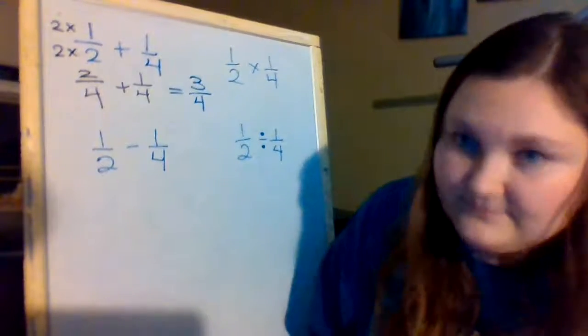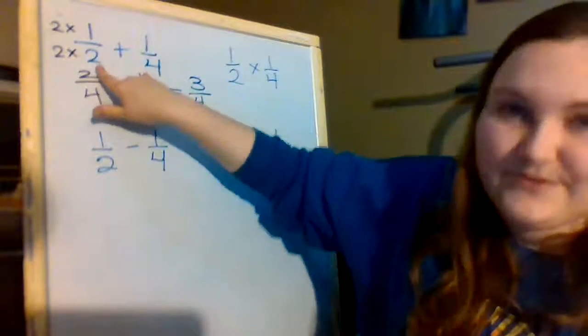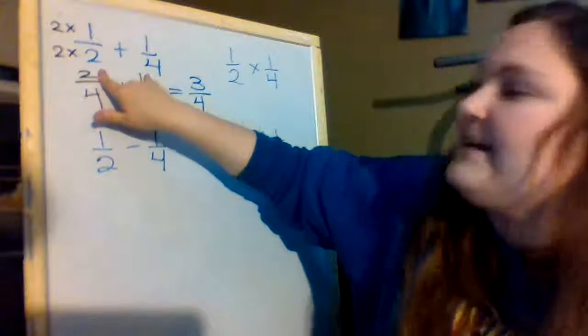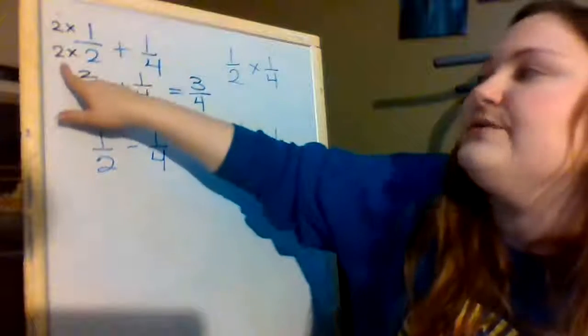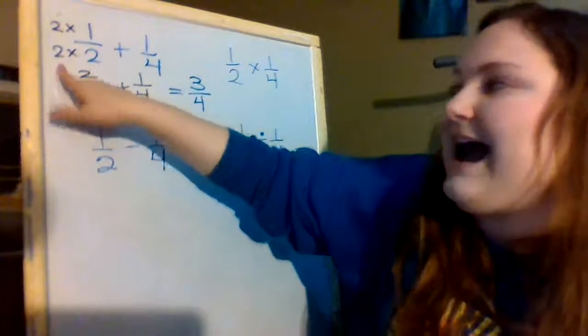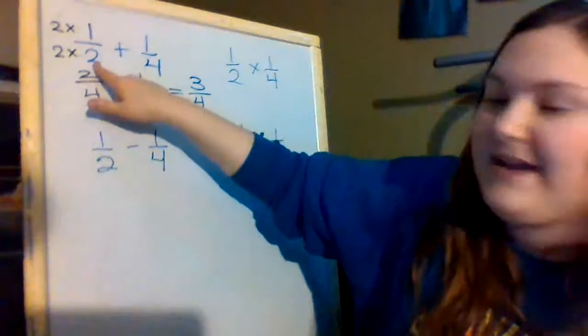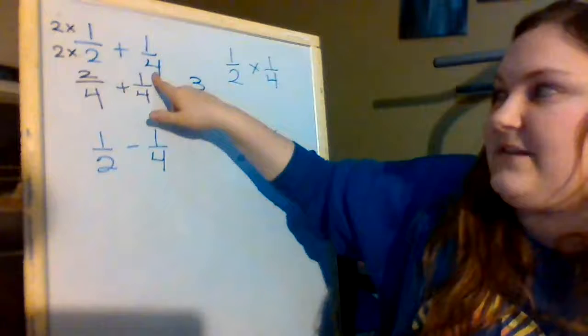To summarize, when you're going to add fractions together, you need those denominators to be the same. If they are not the same, then you can change one or both of your fractions using multiplication. I chose times 2 because I noticed that you can multiply this denominator 2 by 2 to make it the same as this other one.